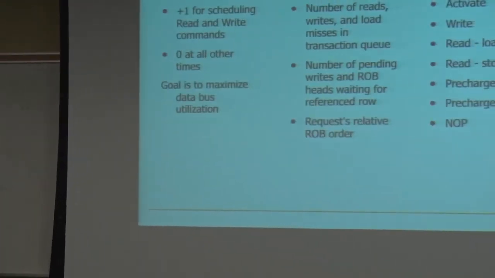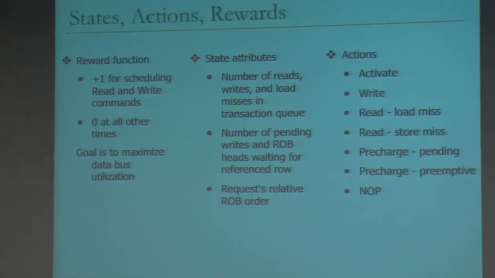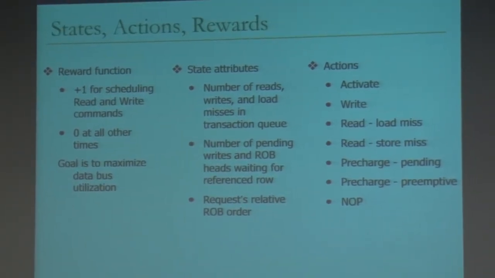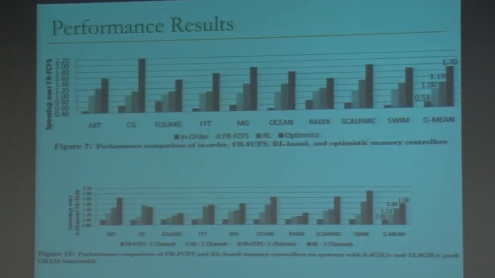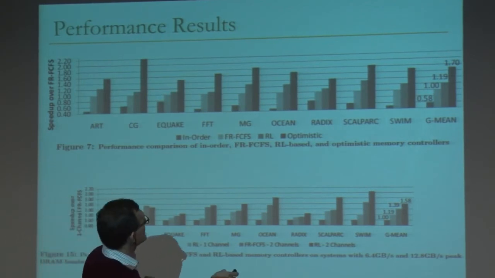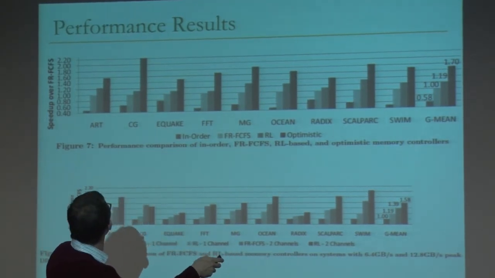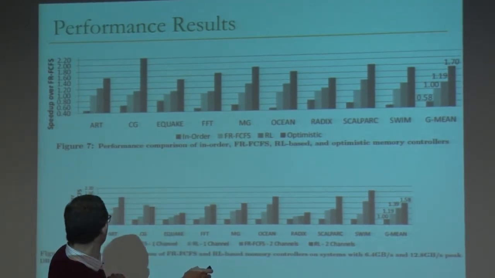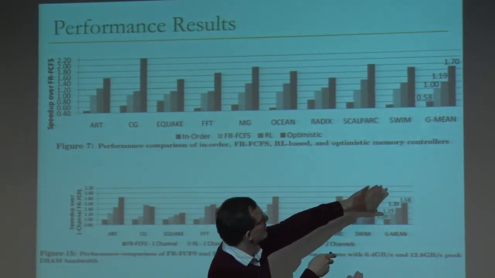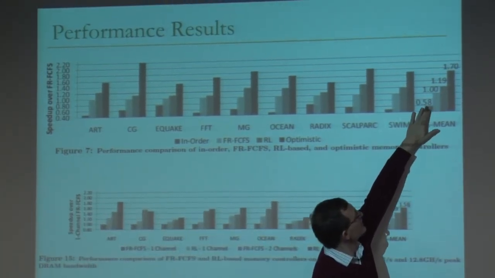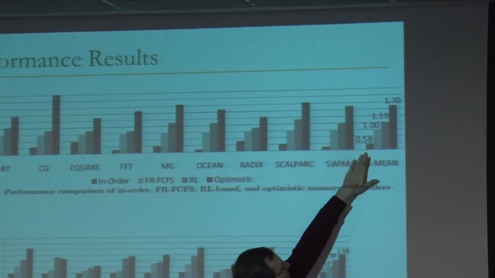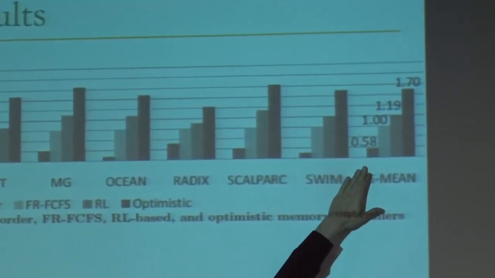OK, so if you actually design a controller like this that operates based on these principles, it actually performs really well. These are some parallel applications, multi-threaded applications. And this is geometric mean results among them. I believe these are 8-core results. I'm not sure, though. But basically, this is in-order scheduling, first come, first serve. That's the execution time. No, this is performance.